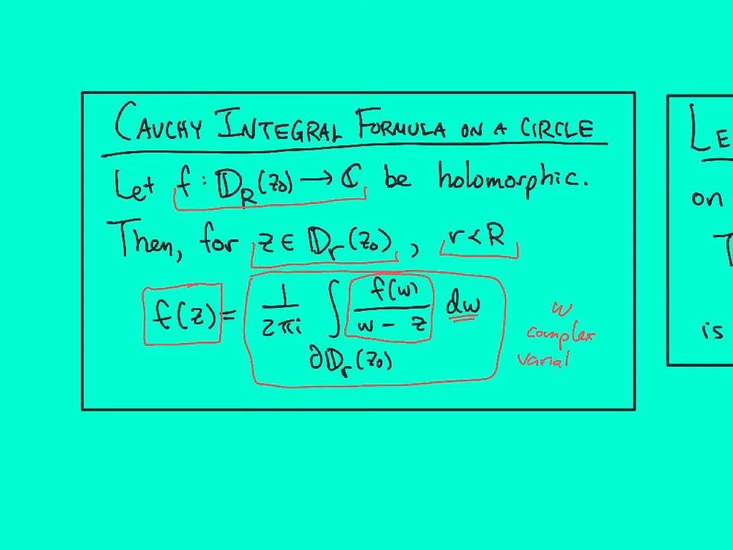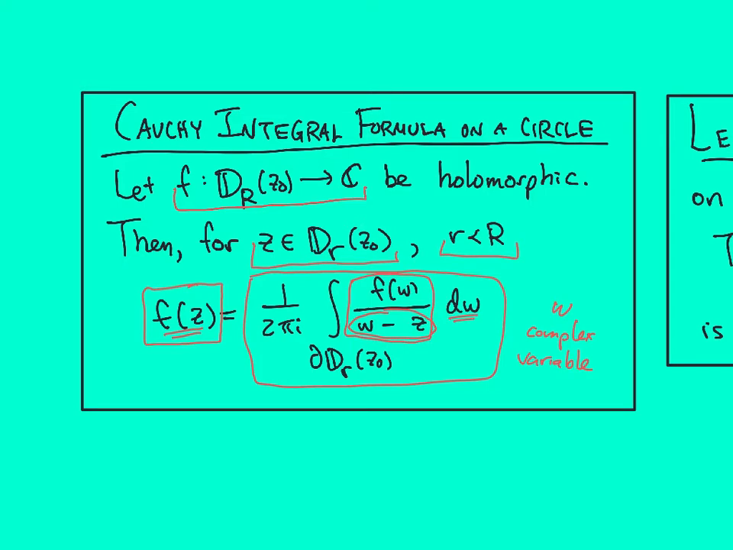So again, this is a complex line integral using w as my complex variable. There is some kind of dependence in the notation on knowing that you're dealing with a complex variable. And this is really powerful because it'll basically show that f has the same sort of regularity and nice properties as 1 over w minus z.